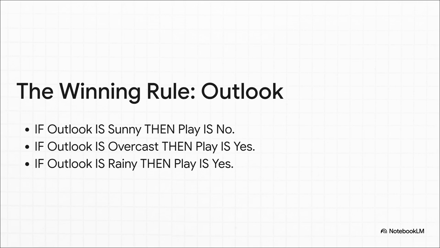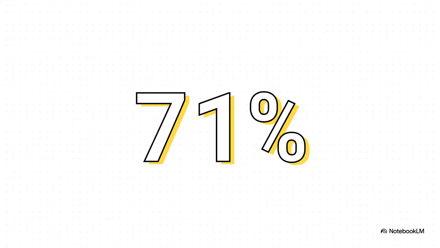Outlook. It turns out that if you could only know one thing about the weather, knowing the outlook gives you the most accurate predictions. So our new, upgraded model is just this simple set of rules. And the results? Just by using this one rule based on outlook, our accuracy jumps from 64% all the way up to 71%. We've done it. We've officially beaten our baseline. Our machine is getting smarter.